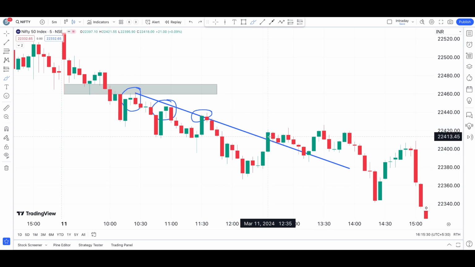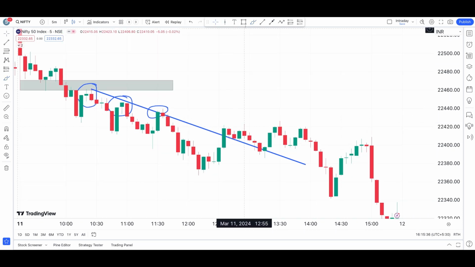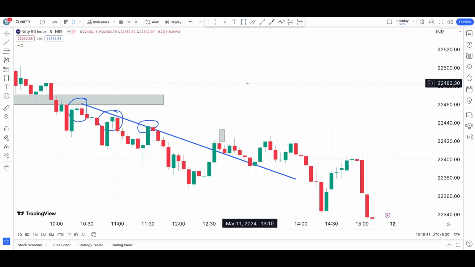Okay, so here what has happened at 12:35, you have seen a breakout, but after that, at 12:40, you haven't seen a confirmation candle. So if you would have seen a proper confirmation candle here, then you can turn towards the call side, but that's not the case. So notice carefully what has happened here.